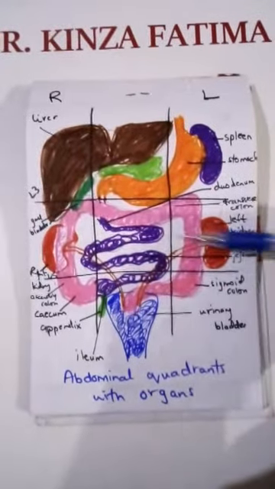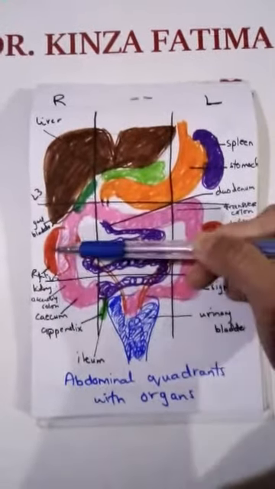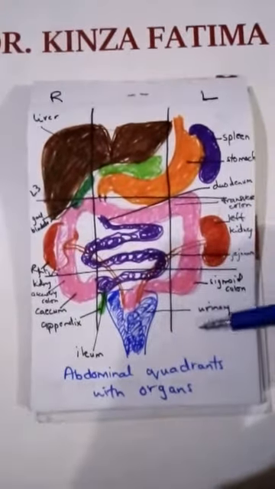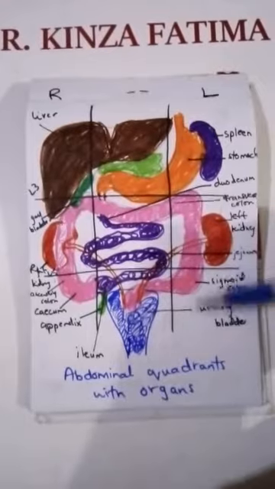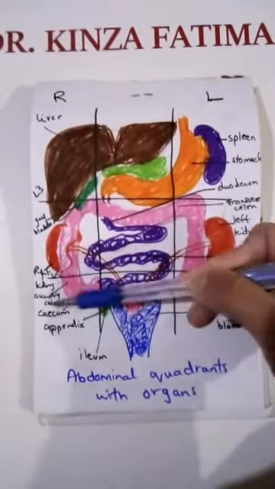Further on, there are 2 kidneys, and so this is known as the left lumbar region and the right lumbar region. Below there is the hip bone, where there is the iliac bone, iliac fossas. So these are the left iliac fossa and right iliac fossa.